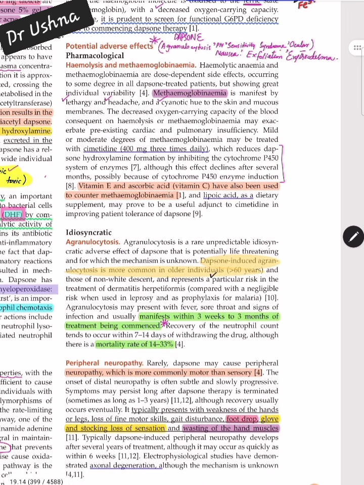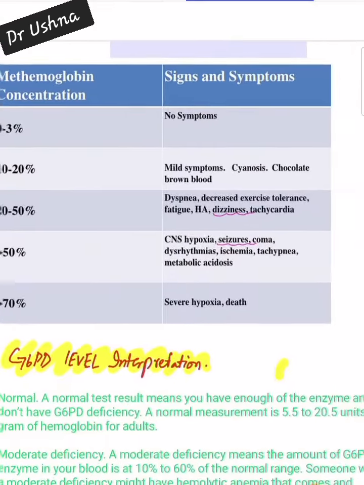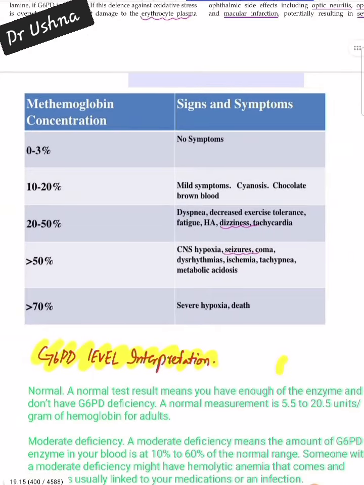What is basically methemoglobinemia? For methemoglobinemia, this is an important table. At different concentrations of methemoglobin, the patient is going to have different symptoms. So you should be aware of these symptoms a little bit to have an idea how much methemoglobin is produced in the body. At 0 to 3%, there is going to be no symptom. This is important, that 3% is a safe range.